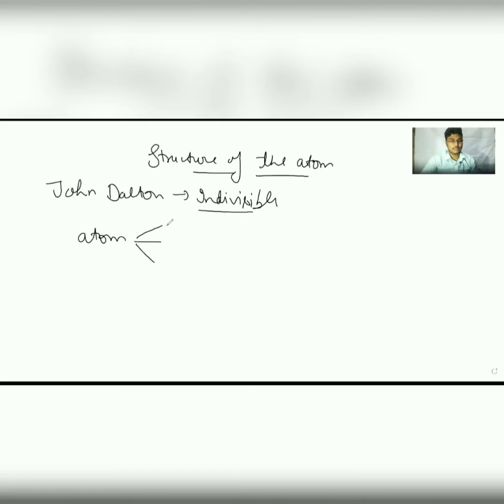These particles are electrons. It is represented by E and having a negative charge. Proton. It is represented by P having a positive charge. And neutron. Neutron is a neutral particle, so it is represented by N and containing a zero, that is neutral particle, so it does not contain any charge.